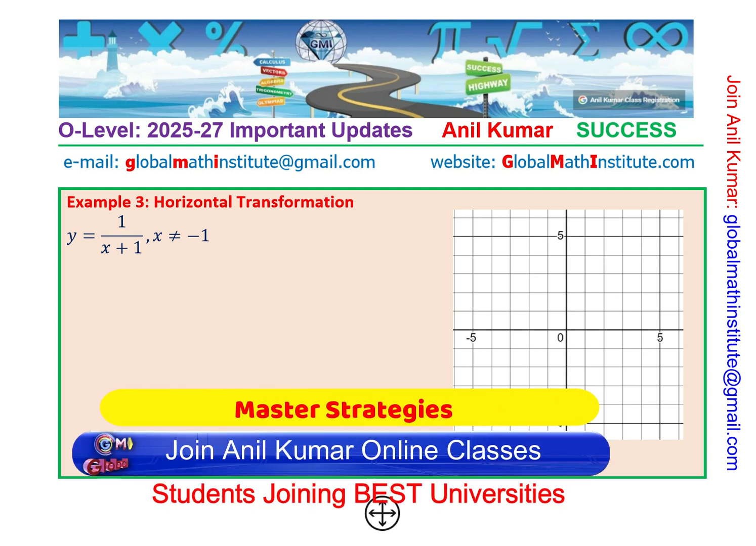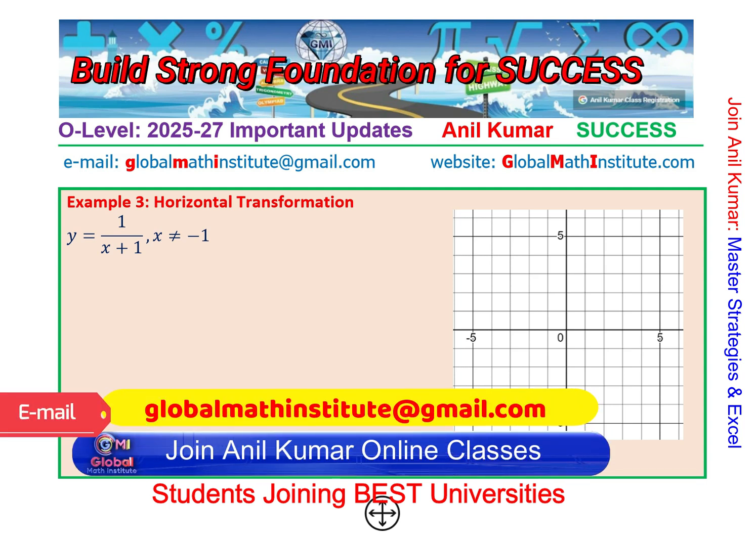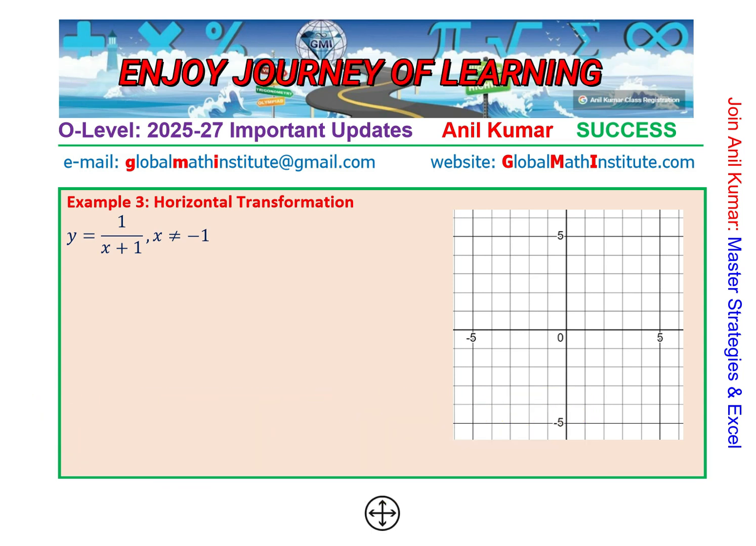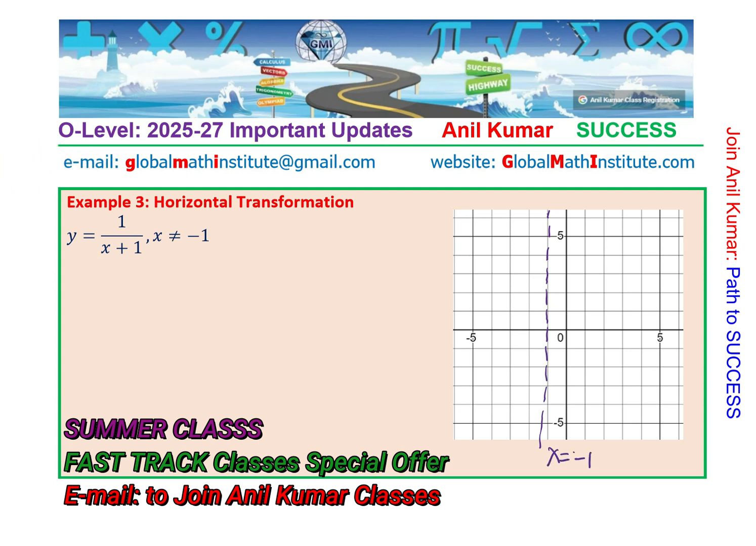So we have a function, example 3, which is 1 over x plus 1. As you can see, the restriction now is that x is not equal to minus 1. So the vertical asymptote now is at minus 1. You get the idea? The horizontal asymptote still is at y equals 0, because there is no vertical translation. So that is one thing.